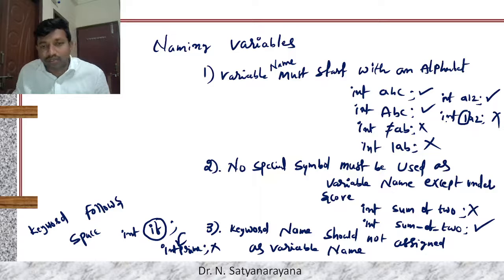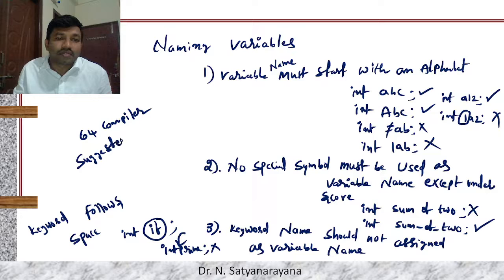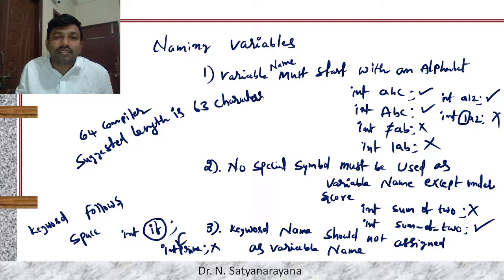These are the various ways. And what could be the maximum length of a variable? In fact, if you are using a 64-bit compiler, there is no limitation for the length of the variable name, but the suggested length is 63 characters long. What does it mean? It is better to keep the variable name short so that the readability of the program can be increased.